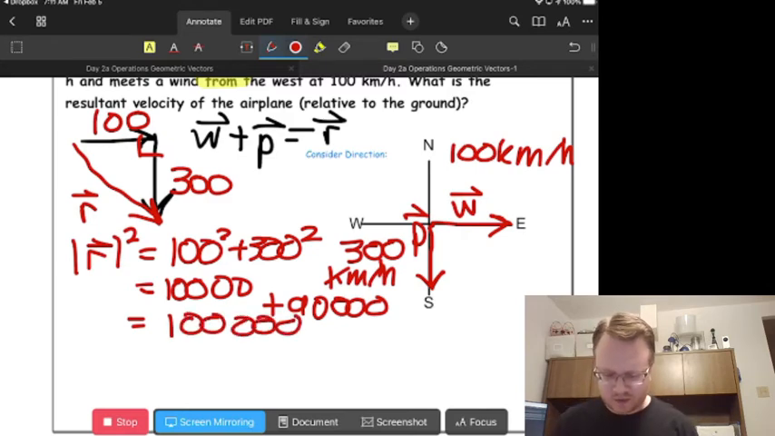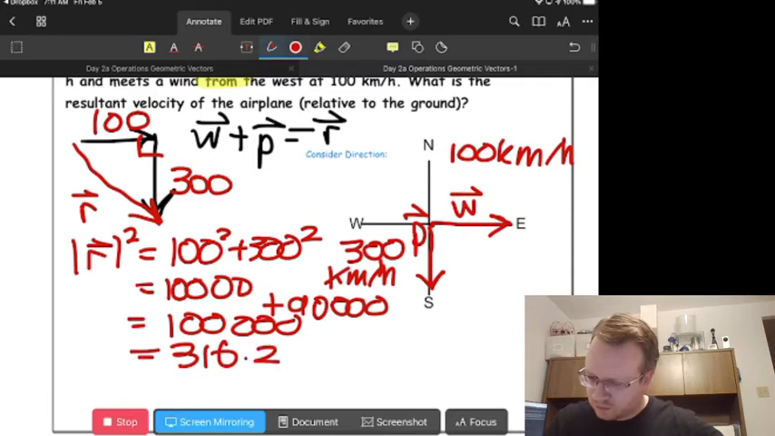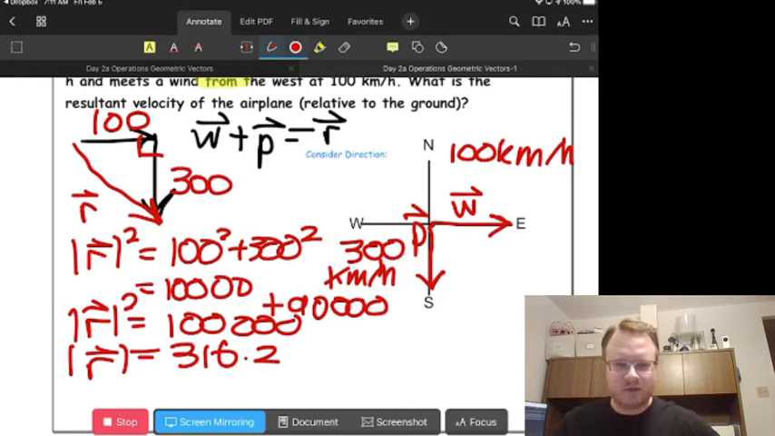We take our square root, and we get 316.2. Magnitude of the r vector squared, took the square root, so the magnitude of the r vector is 316.2. So we know how fast the plane is going, kilometers per hour. Now we just need to find the direction. We can measure the direction relative to any compass point. So I'm going to find our angle theta right here.